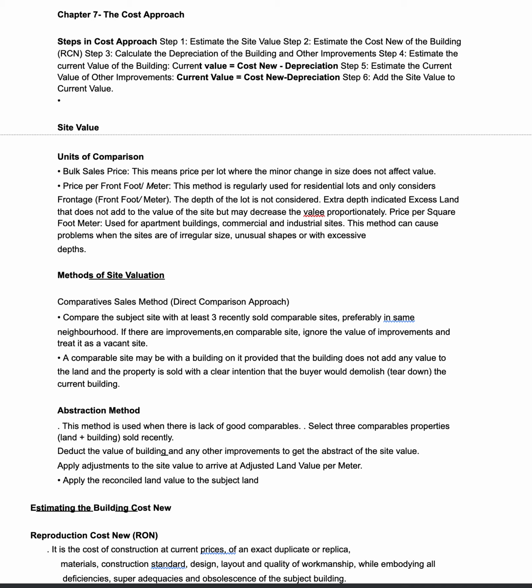Abstraction method. This method is used when there is an insufficient number of comparable sales sites in the subject area. The idea is simple. First of all, you need to find a sale of property where the site is similar or the same as the subject site.